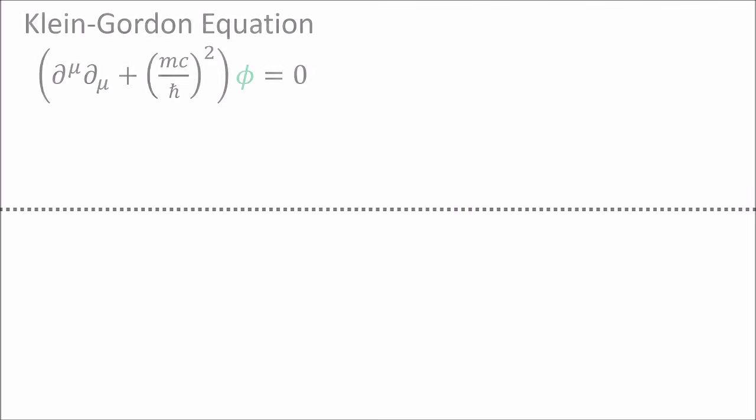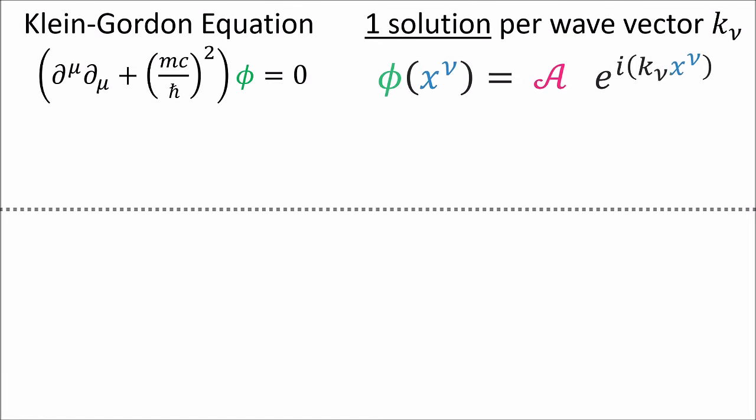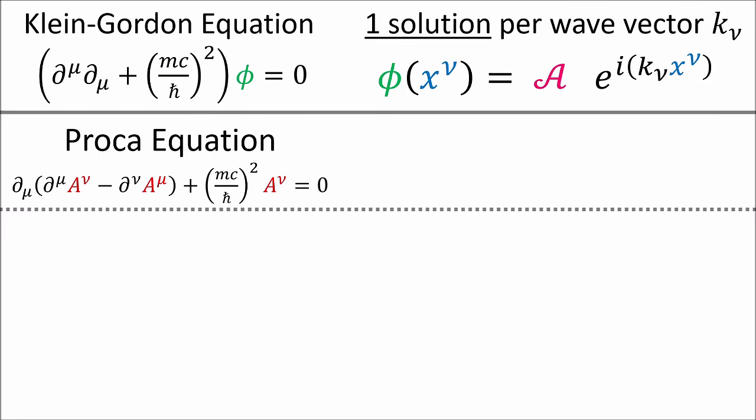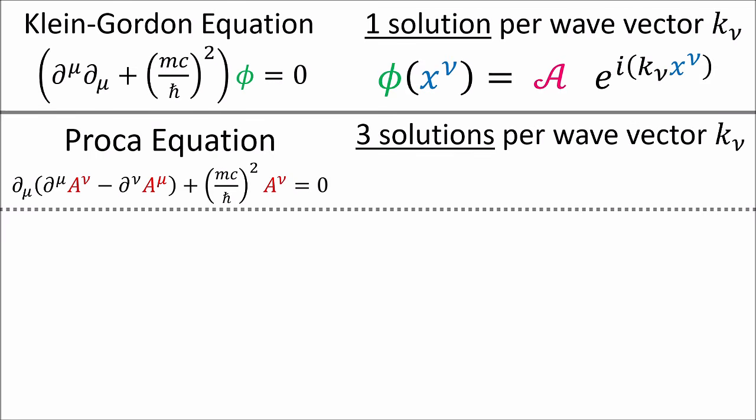So for the Klein-Gordon equation, once we selected the components of our wave vector k, there was exactly one solution, up to a scaling constant. However, for the Proca equation, after we've selected the components for our wave vector k, we actually get 3 different solutions, which have the same wave direction and frequency, but different constant vectors in front. These constant vectors give different polarizations for the wave. Let's take a closer look at these polarization vectors.